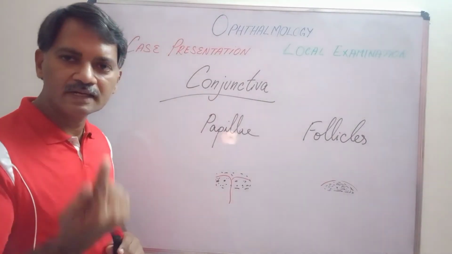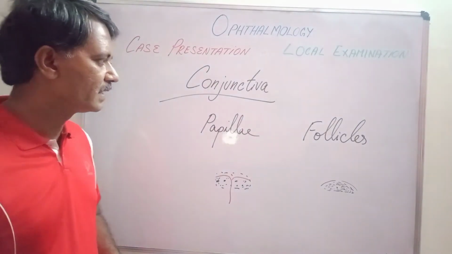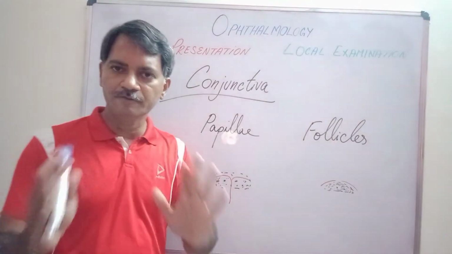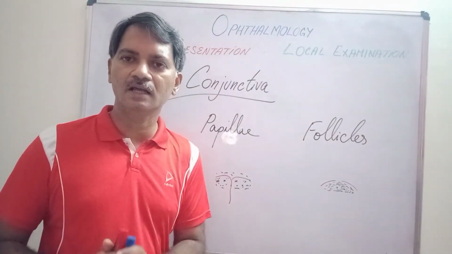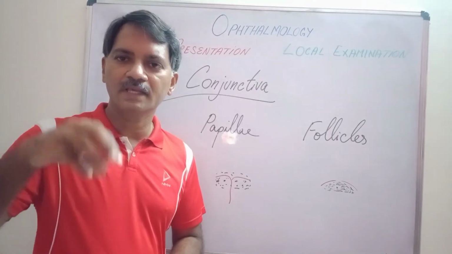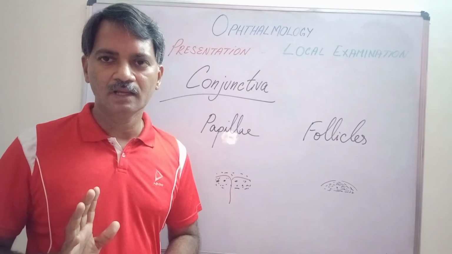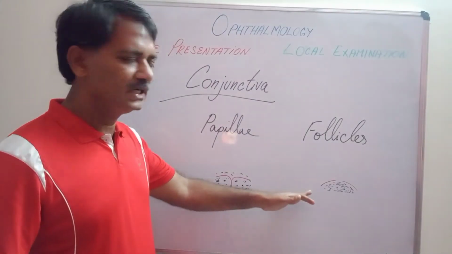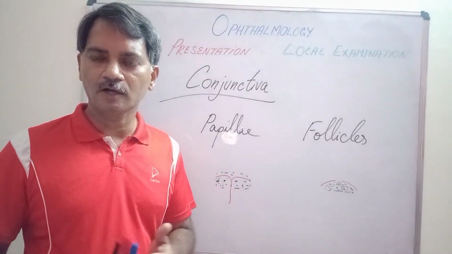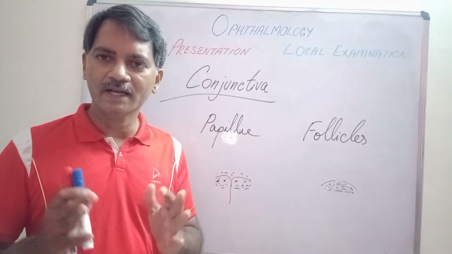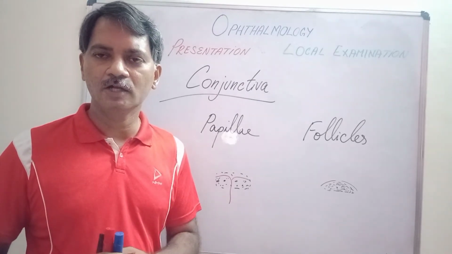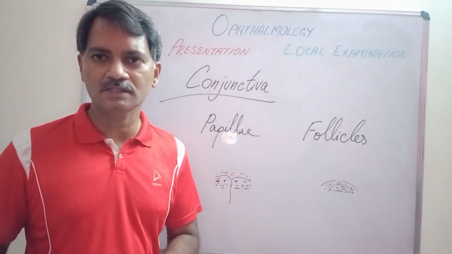Papillae means central vessels surrounded by cells. Follicles means a collection of lymphocytes, which will appear yellow in color. Over these yellowish nodules, you can see blood vessels running. Follicular conjunctivitis is very common in trachoma, in viral conjunctivitis, and in toxic conjunctivitis.